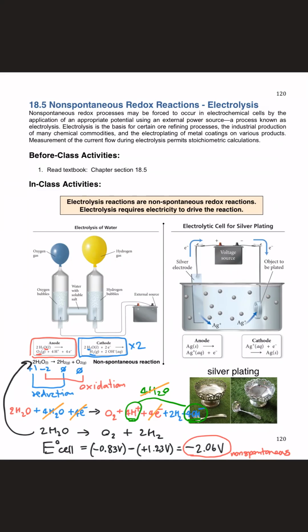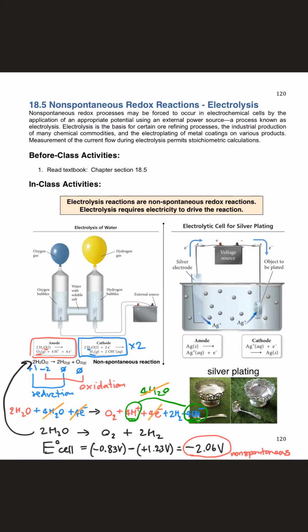Another application for electrolysis is in silver plating or any metal plating. For example, if you have an object that needs to be plated by silver, you will need to have the silver electrode and the object that needs to be plated. If you submerge these two together without any energy supply, the reaction will not occur. The object is still going to have its own color.